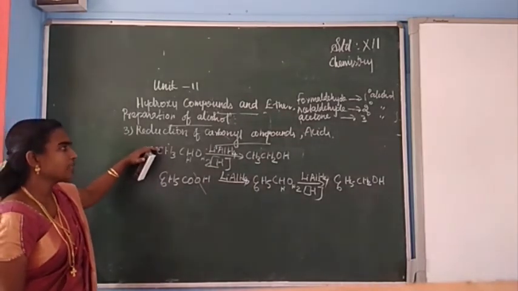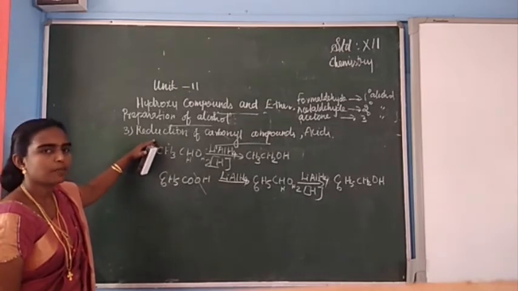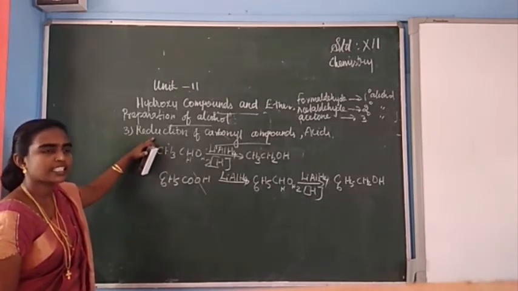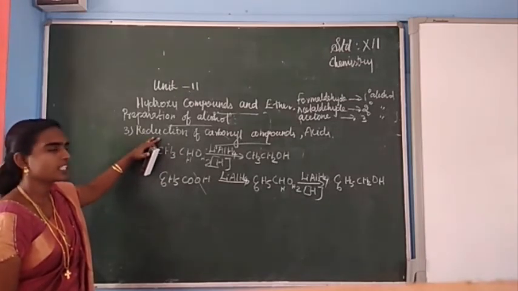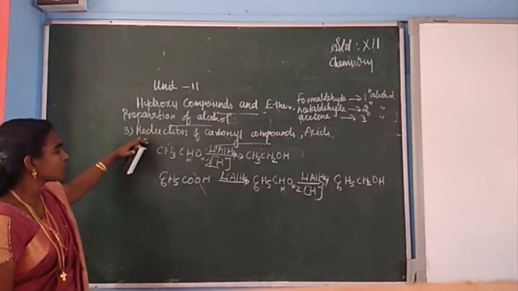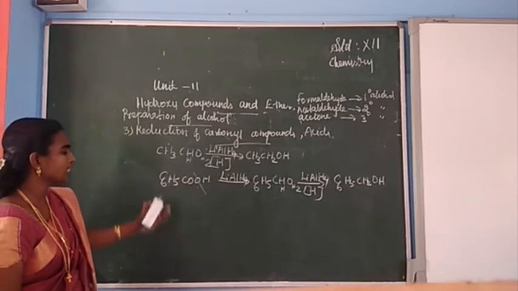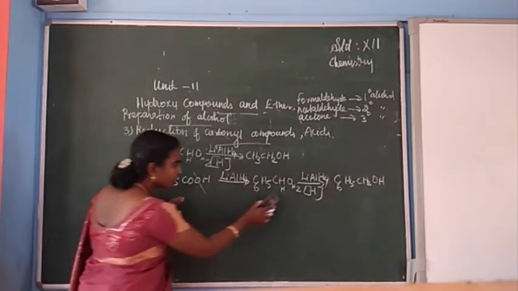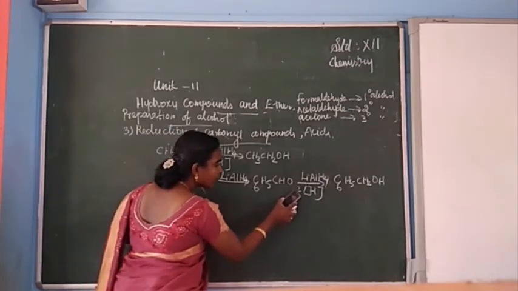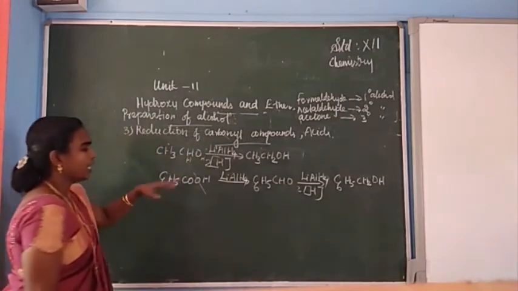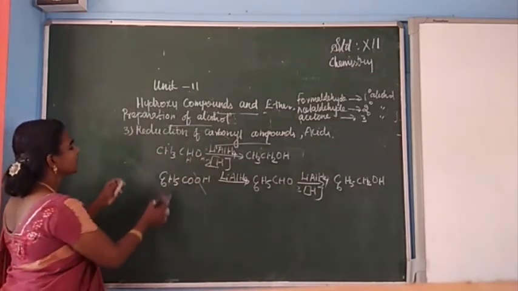We have seen three methods. The first one is by Markovnikov reaction. The second method we have seen is from Grignard reagent. The next method we have seen is reduction of carbonyl compounds or acids. They are giving alcohols.